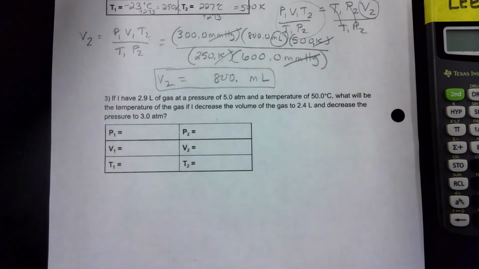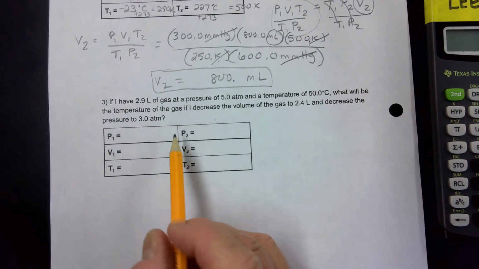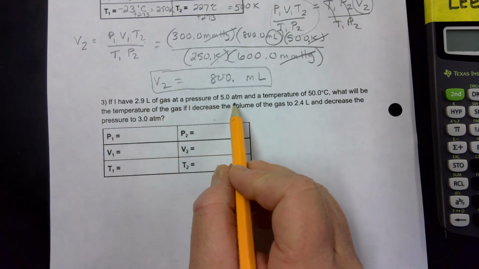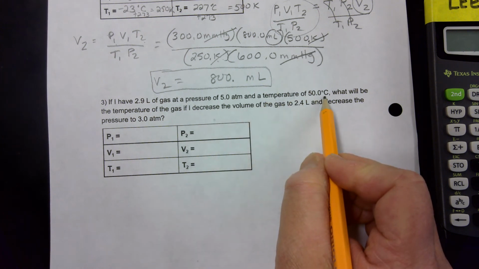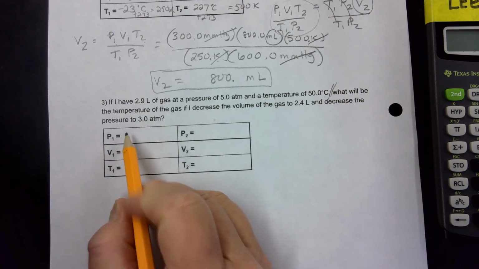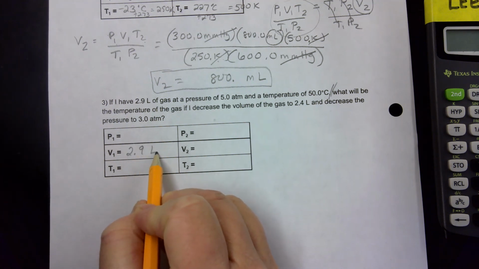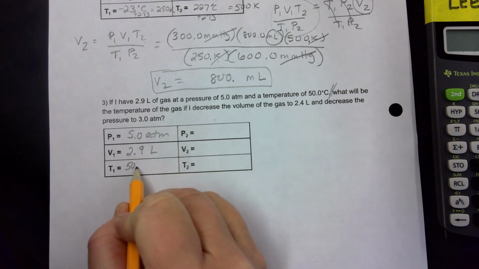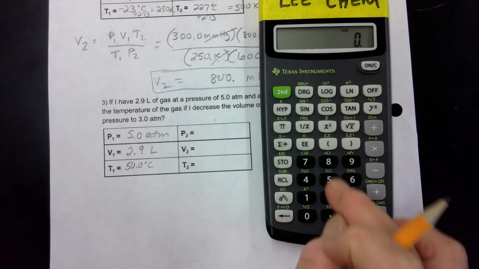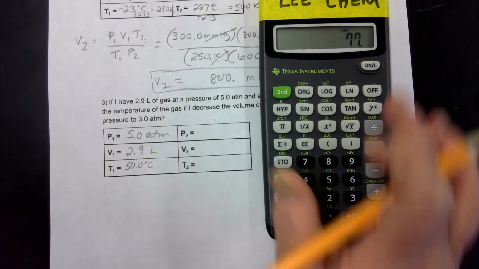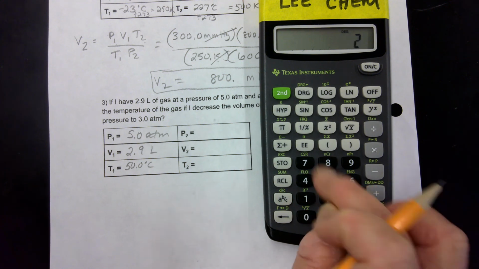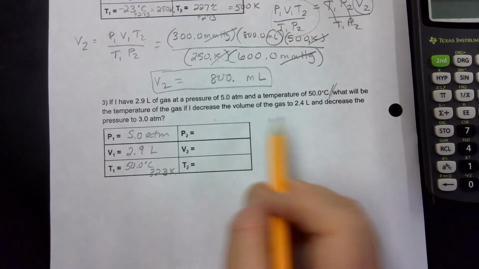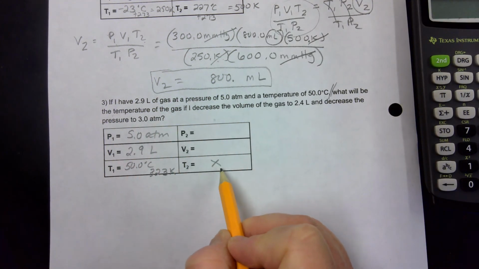All right, let's take a look at this next one. This is an important, tricky one that I want you to process. If I have 2.9 liters of gas at a pressure of 5 atmospheres and a temperature of 50 degrees Celsius, I'm going to stop there because they have just given us our initial conditions. 2.9 liters, initial pressure is 5.0 atmospheres, the temperature is 50.0 degrees Celsius. I need to add 273 to that to get Kelvin. So 50 plus 273 is 323 Kelvin. What will be the temperature of the gas? That's going to be what we're solving for.